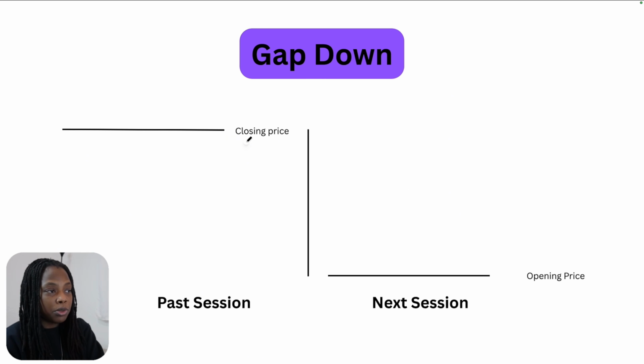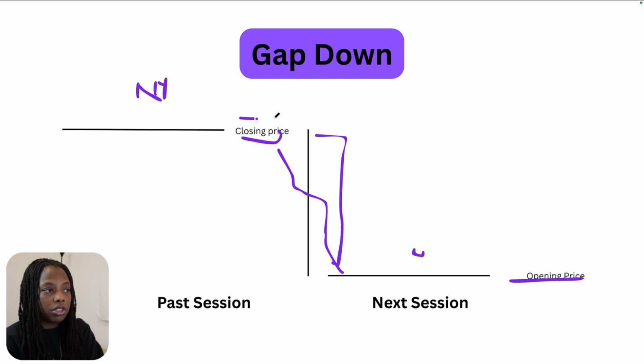A gap down happens when, for example, the New York session closes. You have to mark that closing price. Just mark it, and then the next session, when the next New York session opens again at 9:30 Eastern Time, the price opens lower than the closing price. It has created a gap. You want to mark out this level.